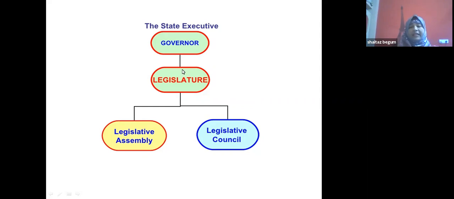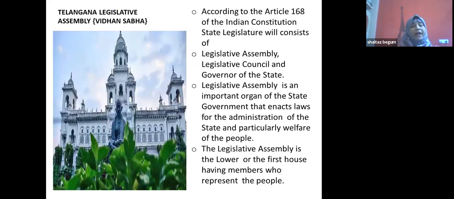Governor, legislative assembly and legislative council: these three comprise and are together called the state legislature. Now let us discuss one after the other briefly.